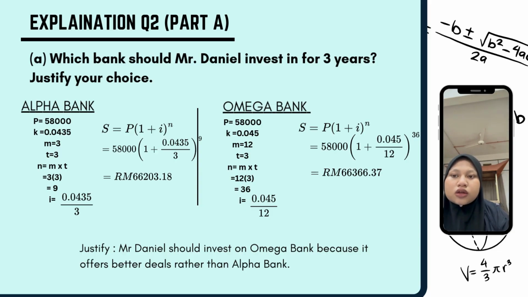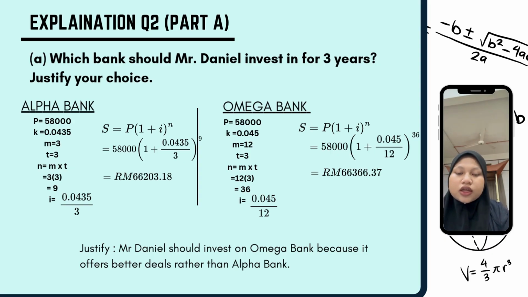So we move to the Omega Bank. The rate of interest is 4.5%, and the M is 12, and the N we calculate is 12 multiplied by 3, we got 36. So we use the same formula, which is S equals P in bracket 1 plus I in bracket N. So the amount of P, which is 58,000 in bracket 1 plus 0.045 per 12 in bracket 36. So we get the answer is 66,366 ringgit and 37 sen.